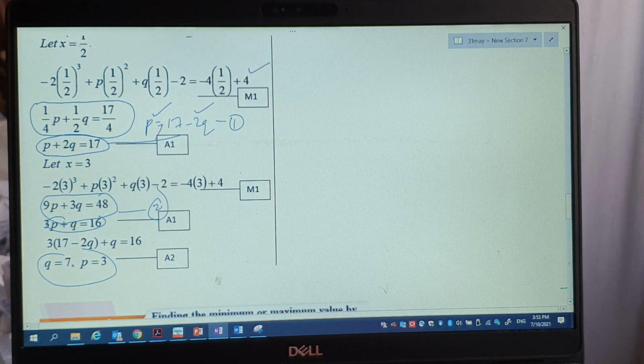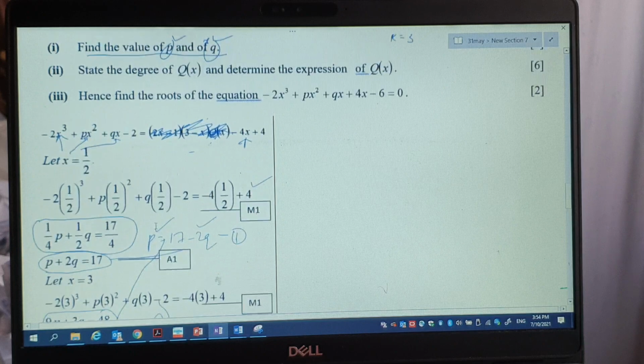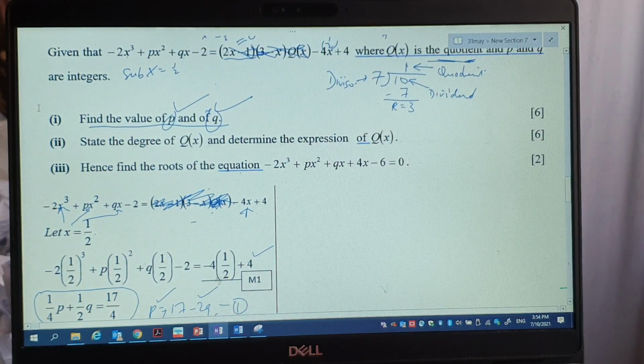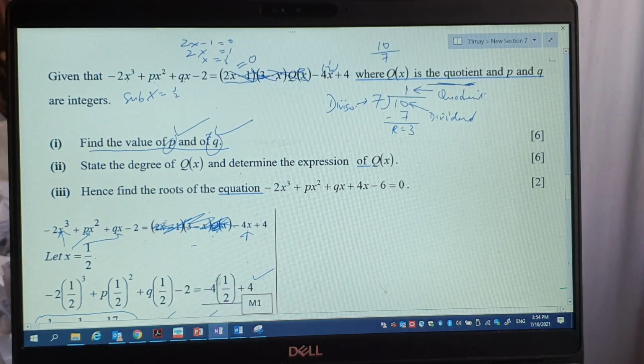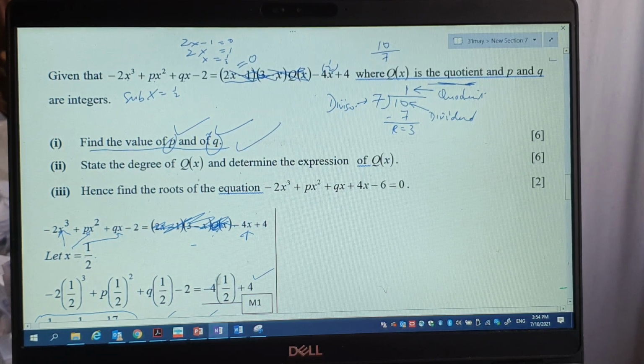I sub this here, right? Sub this, P becomes this. Then you get 2. You find P and Q already, finish. Okay? So this will come out? Confirm, whatever I'm going through with you. Okay, then state the degree of QX. What is the degree of QX? Minus 2. Minus 2, okay?